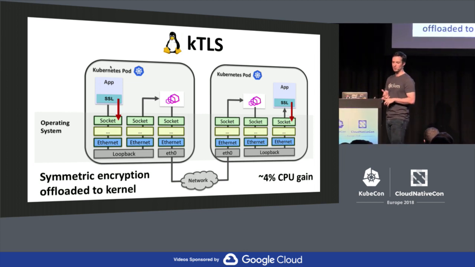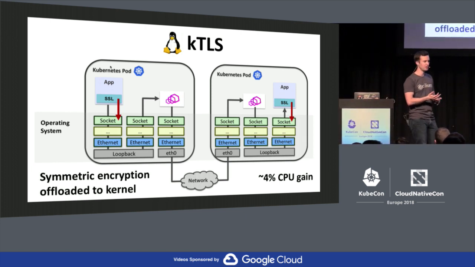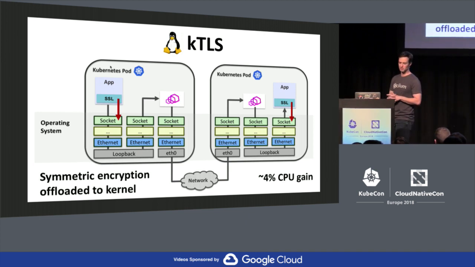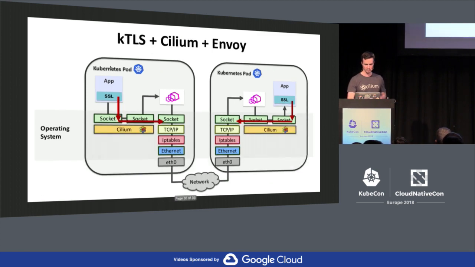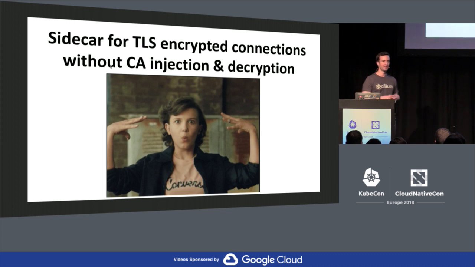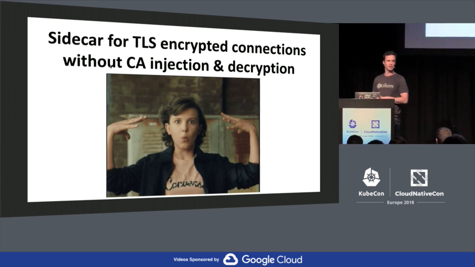I think right now the support is baked into GNU TLS and OpenSSL, and I know that support is coming for the Go version of the SSL library, and also for BoringSSL. So basically, this gives us sidecar for TLS encrypted connections without CA injection, without decryption. When we basically thought about this, I had this wow moment, like this will change a lot of things, because in the end, things are always simple if you control both sides, but a lot of communication will be to external services.